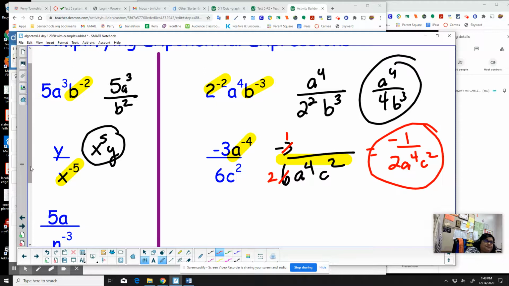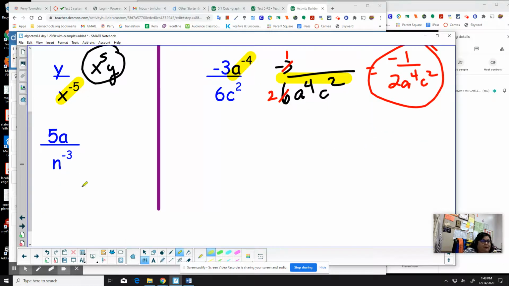Okay, and on this last one, I've got n to the negative 3rd, which is unhappy. He's going up top. 5 and a were happy up there already, and that's my answer.